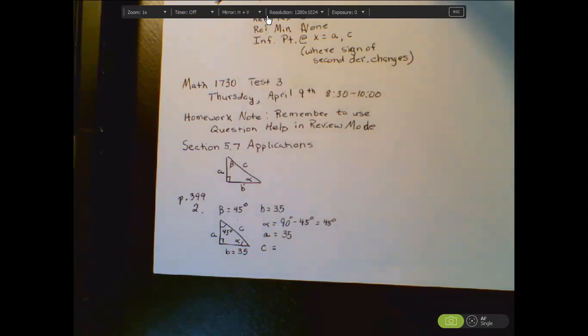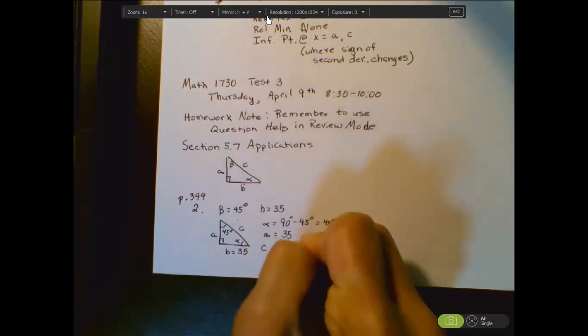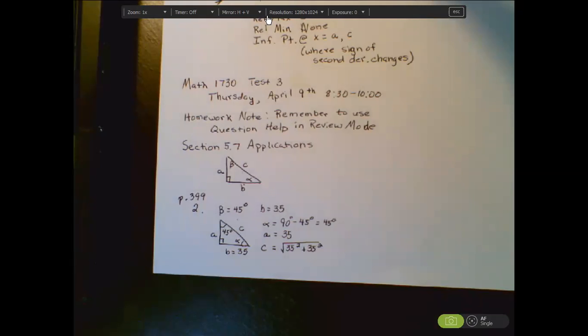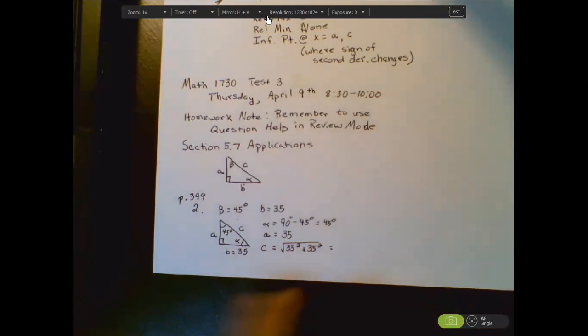Pythagorean theorem. Yep. C is going to be the square root of leg squared plus leg squared. And this, you could just punch that on the calculator. This is a cool way to solve that without a calculator.